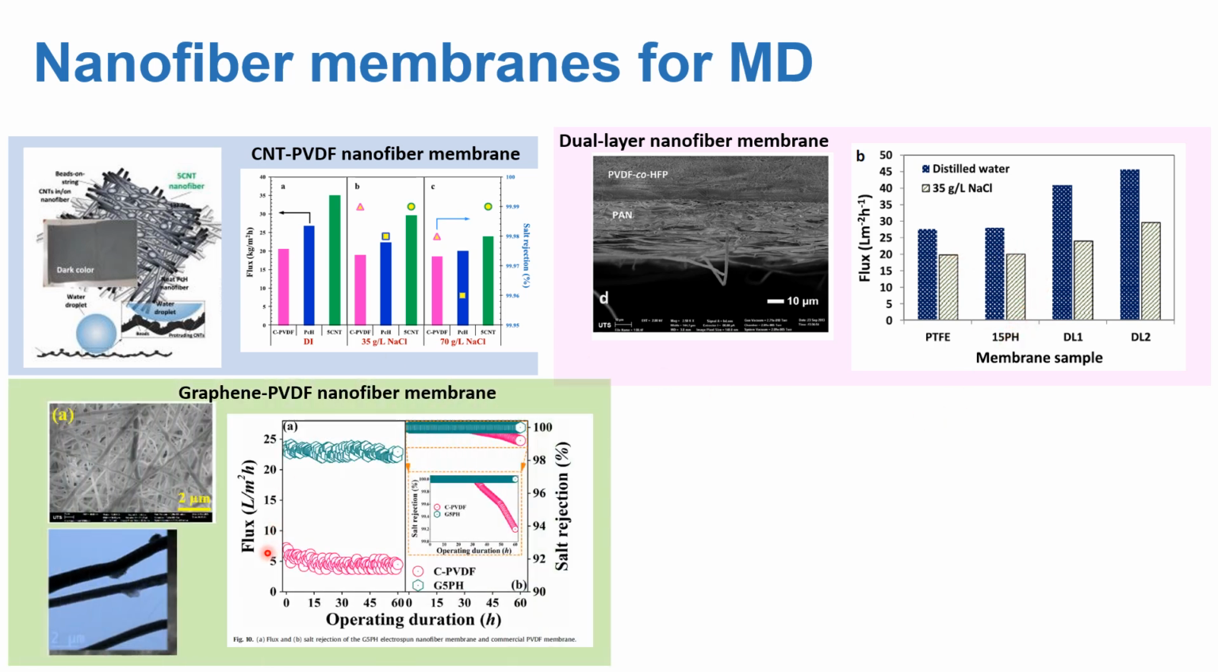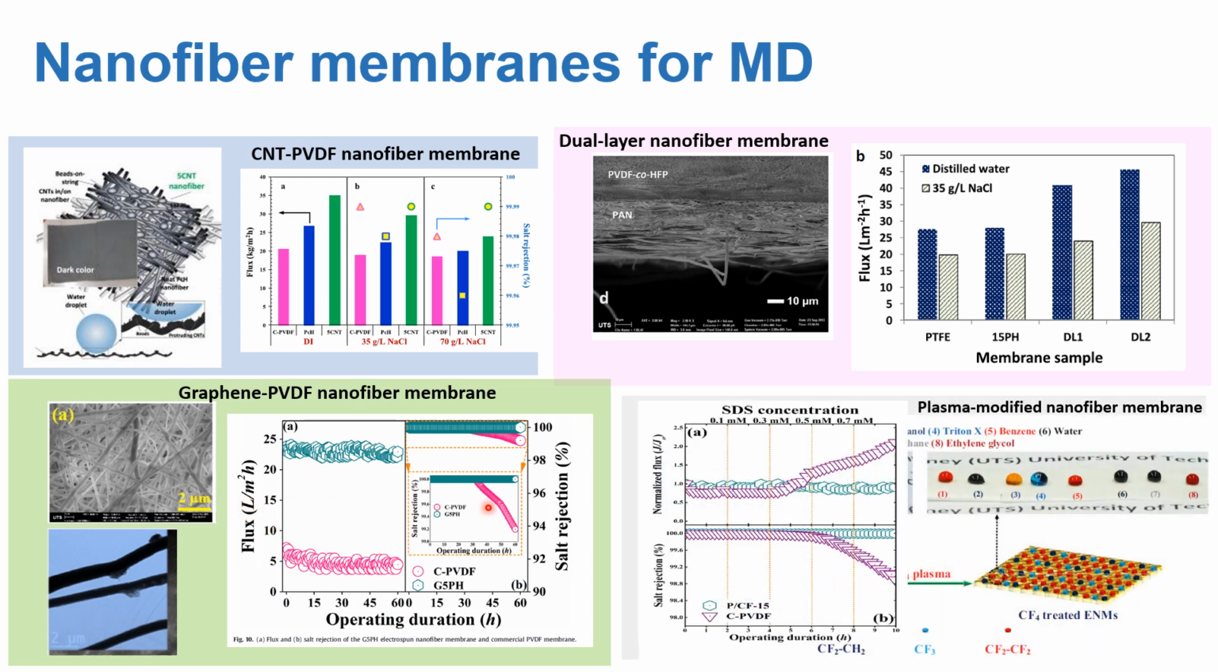In the same way, we also tested with graphene, and we tried to functionalize the graphene and do it in a similar way in a carbon nanotube membrane, and we found a very high flux of almost 25 LMH, or liters per square meter per hour. One other approach that we tested was plasma modification.